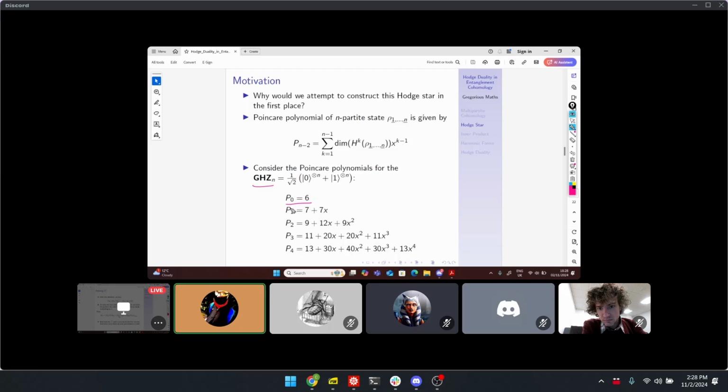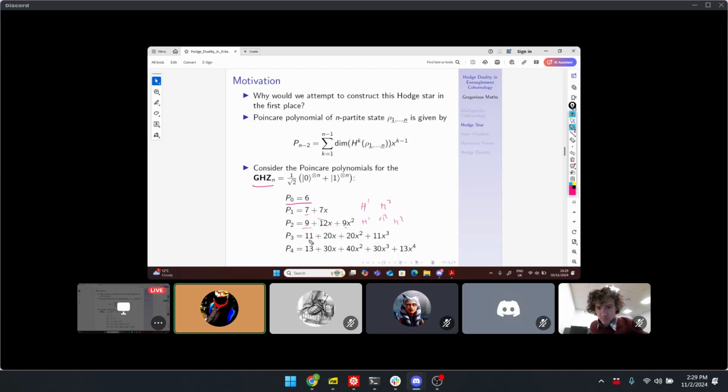Then for the 3-partite case, we have that H1, the first cohomology, has dimension 7. And the dimension of H2 is also 7. Then for the 4-partite case, we have that H1 is 9, H2 is 12, and H3 is also 9, and so on and so forth.